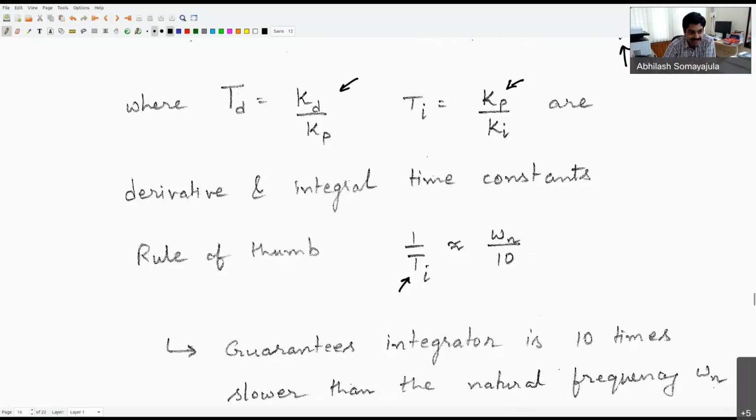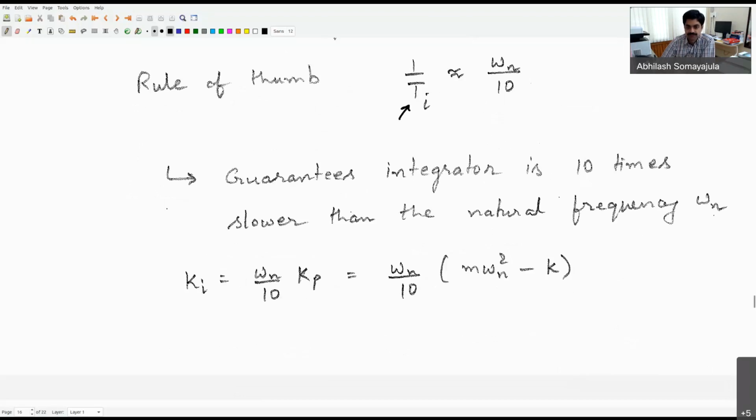So that the integral gain will vary much more slowly compared to the proportional term, so that these overshoots can be avoided, but at the same time, steady state error can be made to 0. The idea here is that the integrator is at least 10 times lower than the natural frequency of the system. So then I can get my Ki value as omega n by 10 times Kp value, which was omega n square times m minus k.